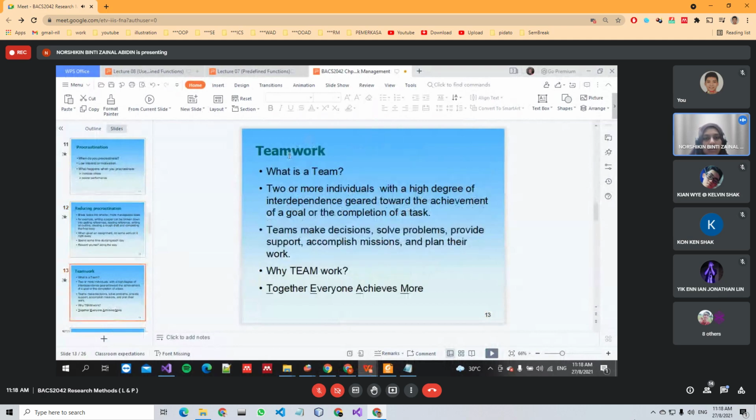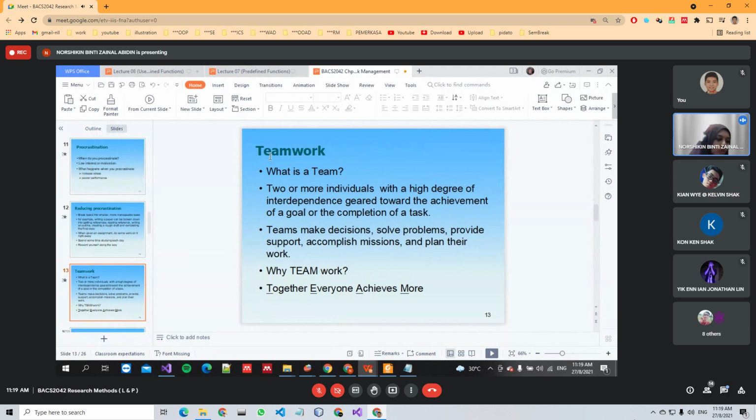Okay, so next is teamwork. Teamwork is very important. I think for students nowadays, we don't have a problem working in a team. So what is a team? A team usually contains two or more people in a group, with a high degree of interdependence, for the achievement of a goal, the completion of the task.